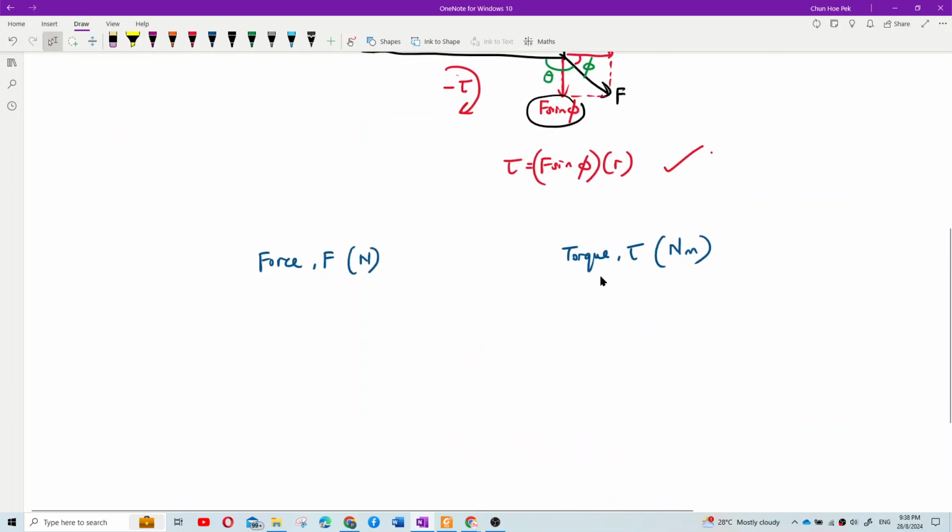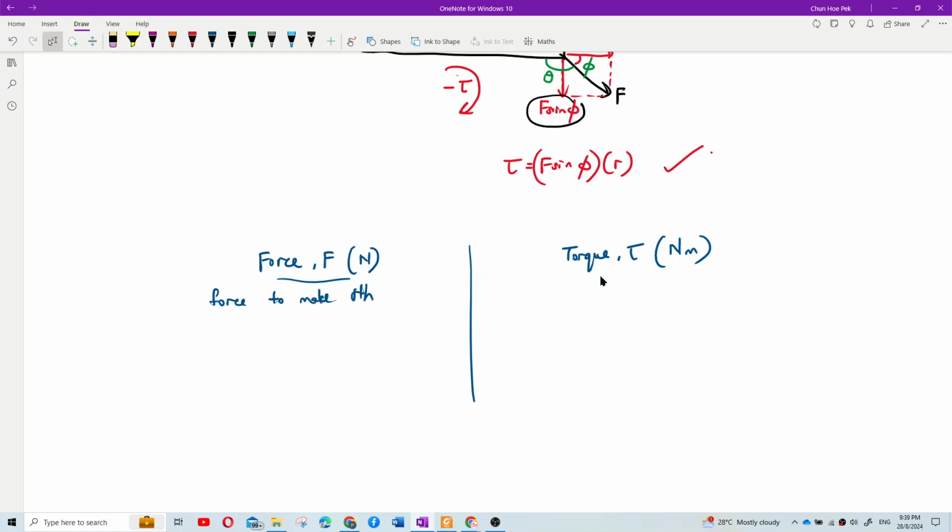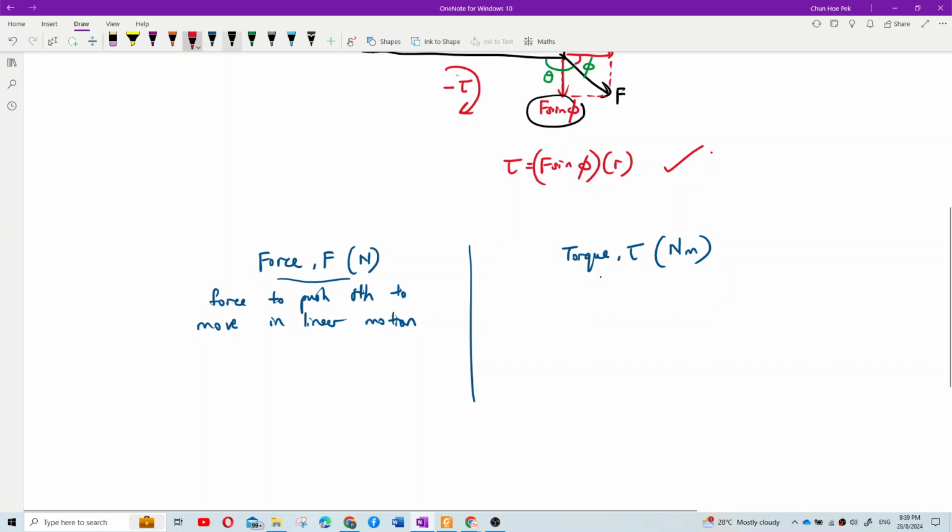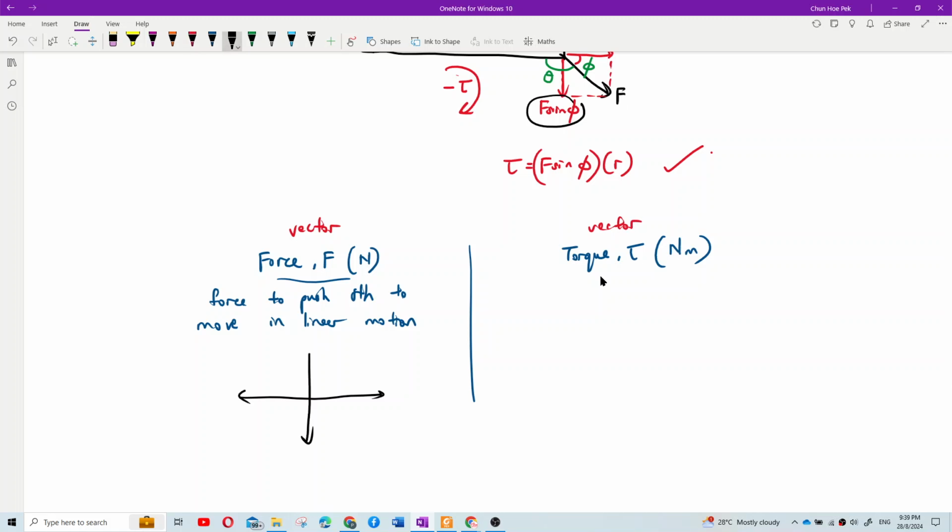So what is force? Force is a force to make something, or we can say to push something to move, in linear motion. That means we can draw it, because force and torque are vectors. If they are vectors, they have direction. So going to the right is a positive force, going to the left is a negative force. Going upward, positive force. Going downward, negative force.